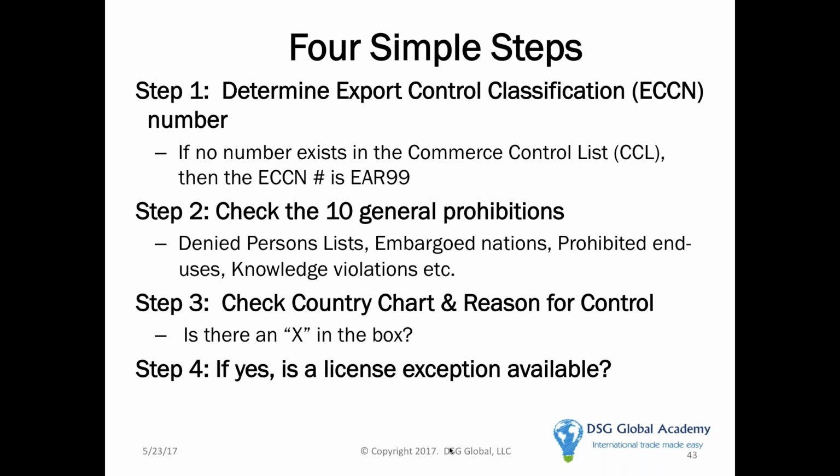And finally, even if there's an X in the box, see if there's any license exception available. If there is, then you can ship without a license. Now, if there is no license exception, or if there's a general prohibition, then you need to apply for an export license from the Bureau of Industry and Security, called BIS.